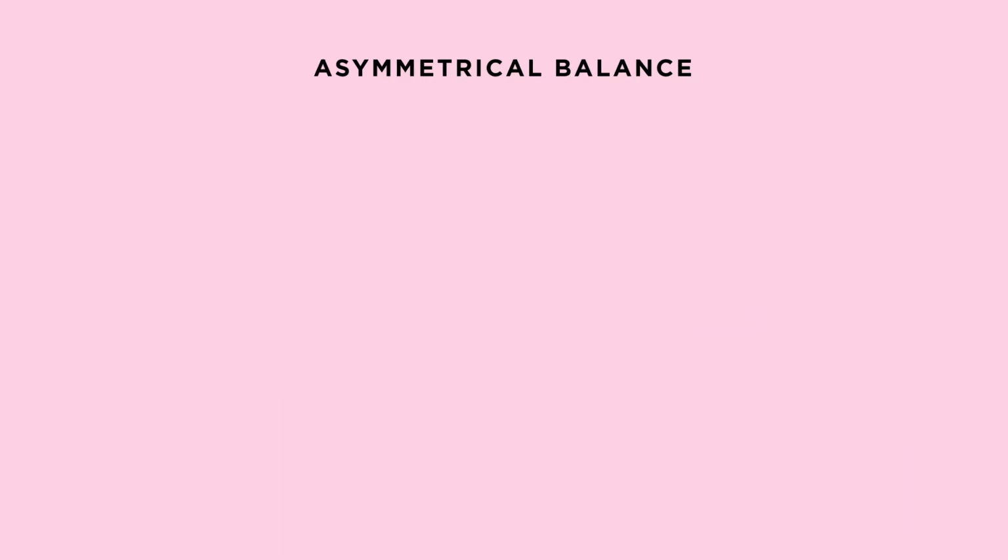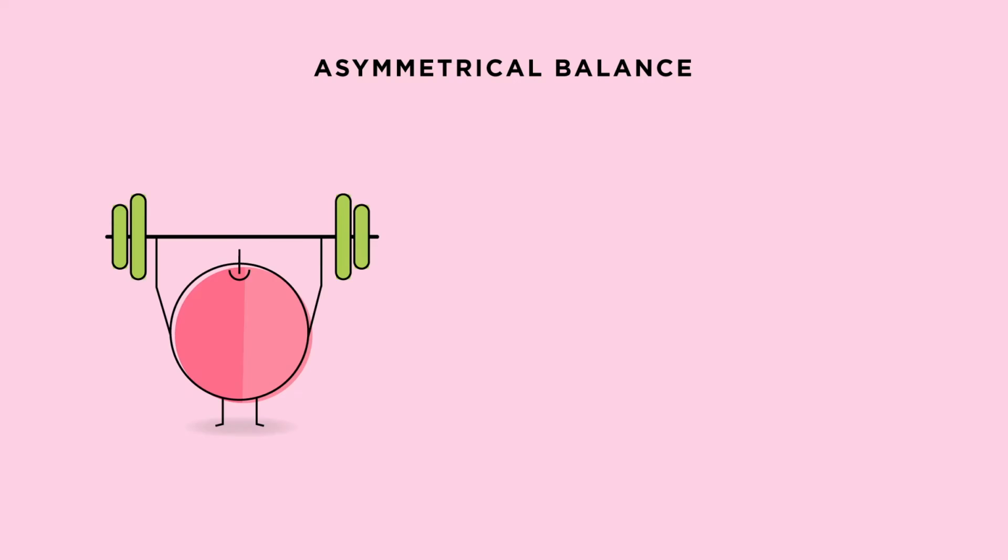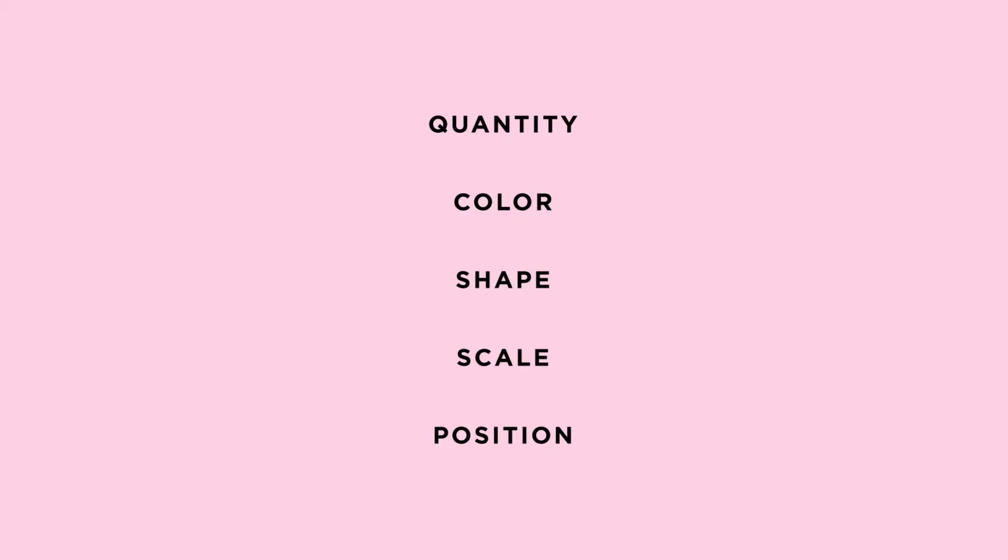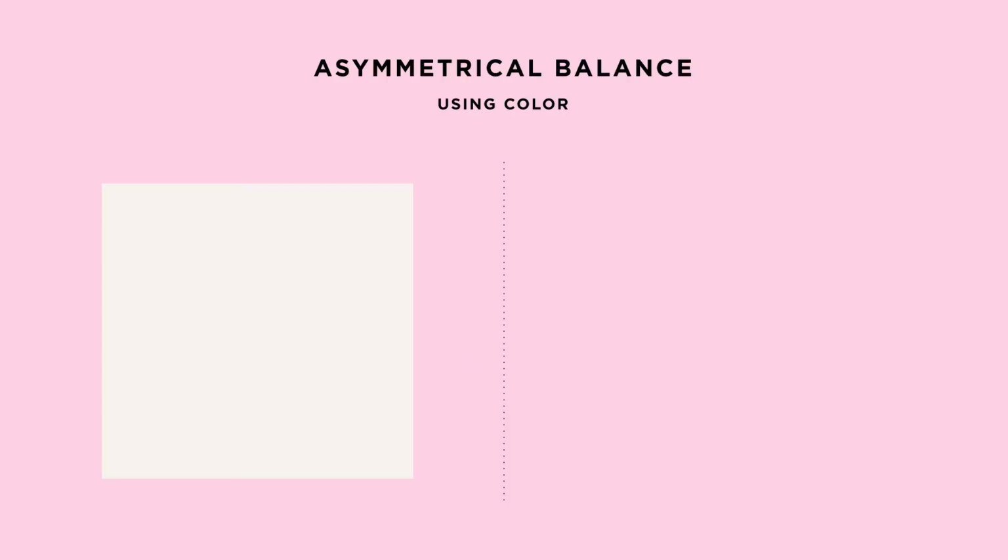Or you can have asymmetrical balance, which means that the elements on the left and right side of your composition aren't the same, but they have the same visual weight. Okay, so what does visual weight even mean? Visual weight is influenced by a variety of factors like quantity, color, shape, scale, and position. A big white square has the same visual weight as a small black square. The white square takes up more space, but the black square looks darker and therefore heavier to the eye.